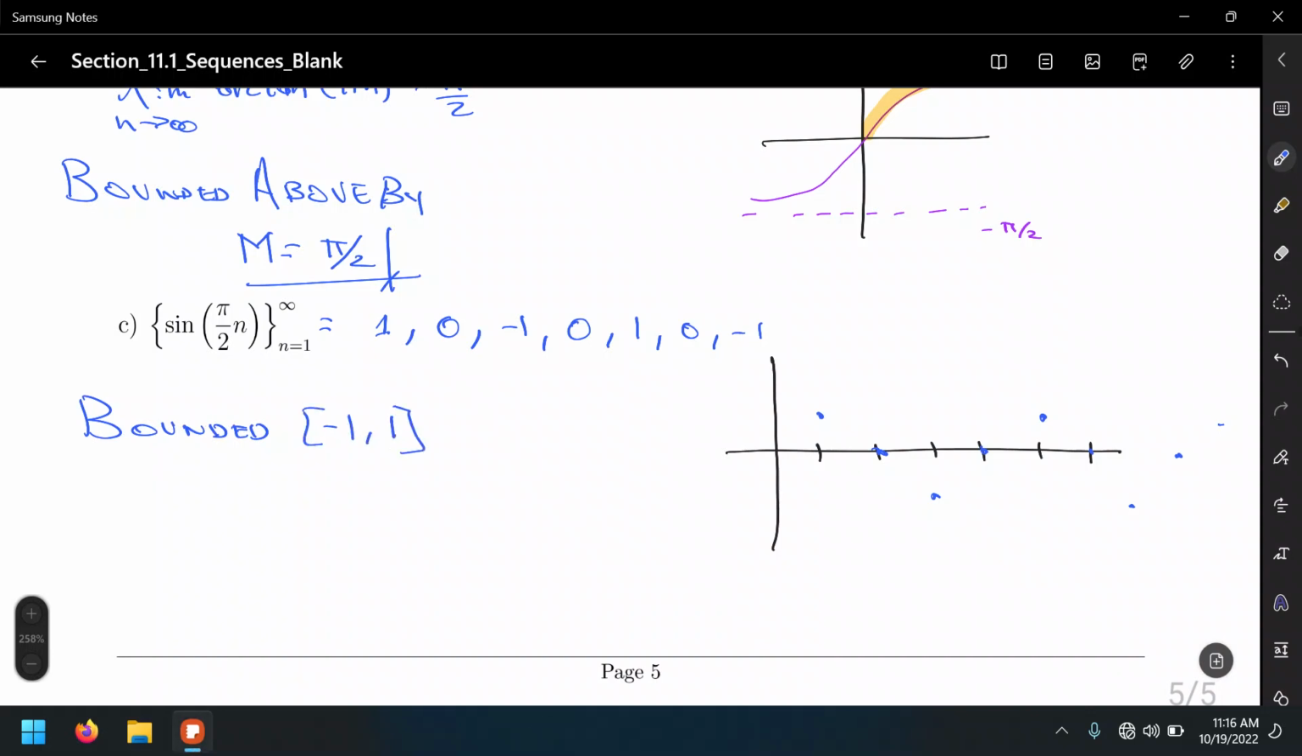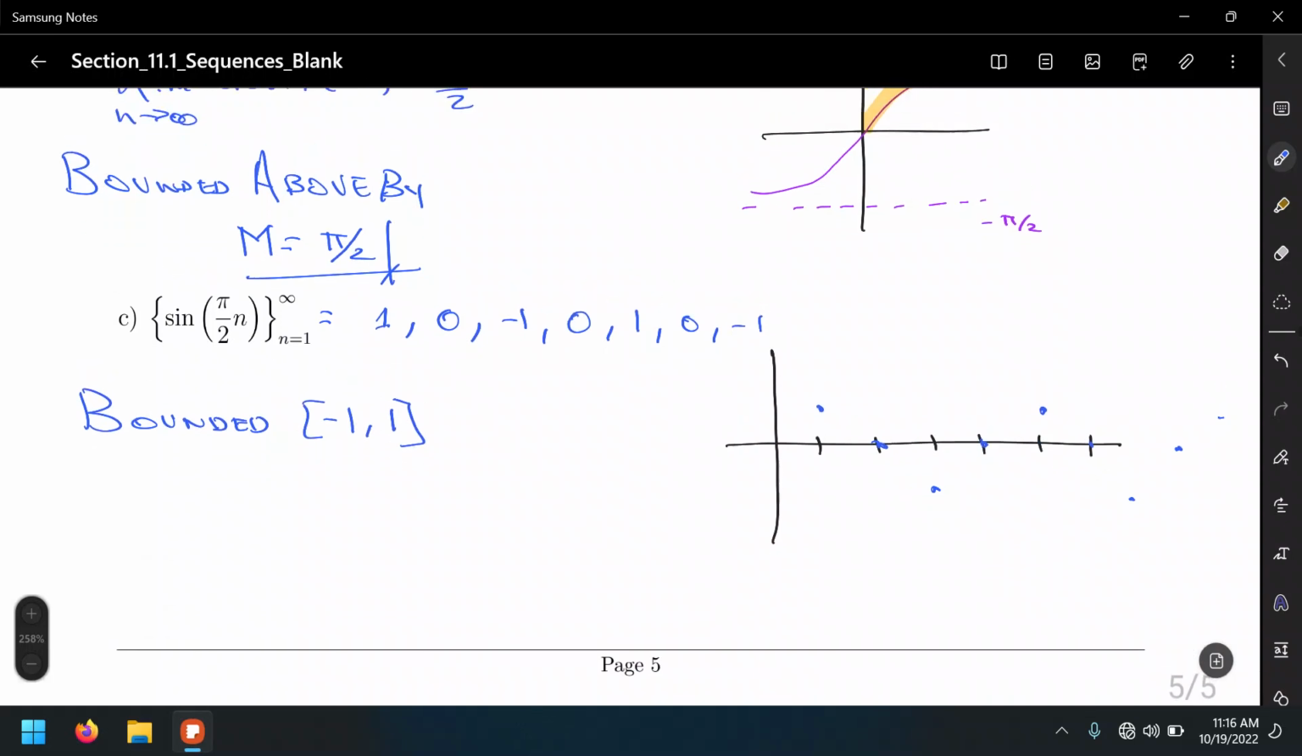So we write this as an interval, which is essentially, in this case, the range of the related function. But we need to further split these two into bounded below by little m equals negative 1 and bounded above by big M equals positive 1. All right? And this concludes this section right here. All right. Let's move on to the next section, 11.2.